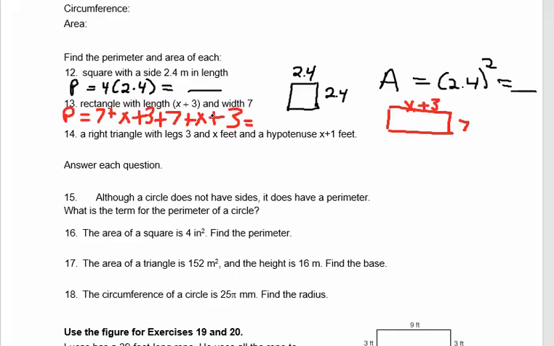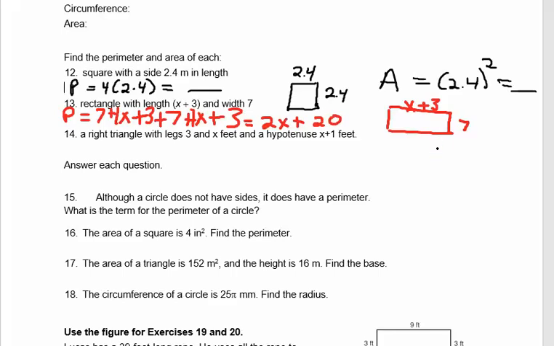Of course, you could also do 2 times 7 plus 2 times x plus 3, but you can also just add all the way around, whichever you prefer. And then you're going to add your like terms. Remember that every time you see an x, it's really one x. So we have 2 x's, and then I have to add my numbers. 7 plus 3 is 10, plus 7 is 17, plus 3 more is 20. So the perimeter is 2x plus 20.